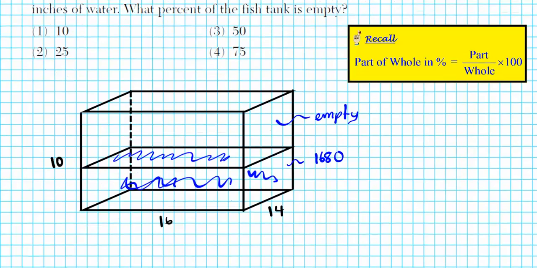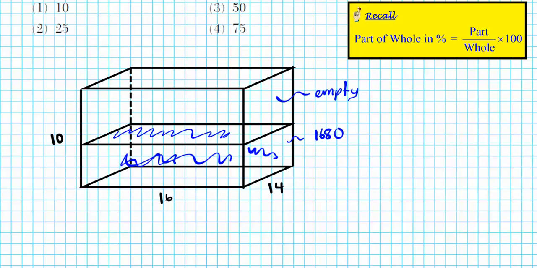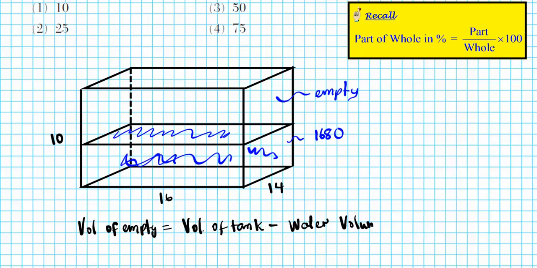Okay, so let's go ahead and write down some equations. What is the volume of the empty portion of the tank? Volume of empty is simply the volume of tank, take away the water volume. Okay, so this is basically the portion that's filled. It's filled with water. So if we take the entire volume of the tank and subtract the water volume, then we'll be left with the volume that's empty.